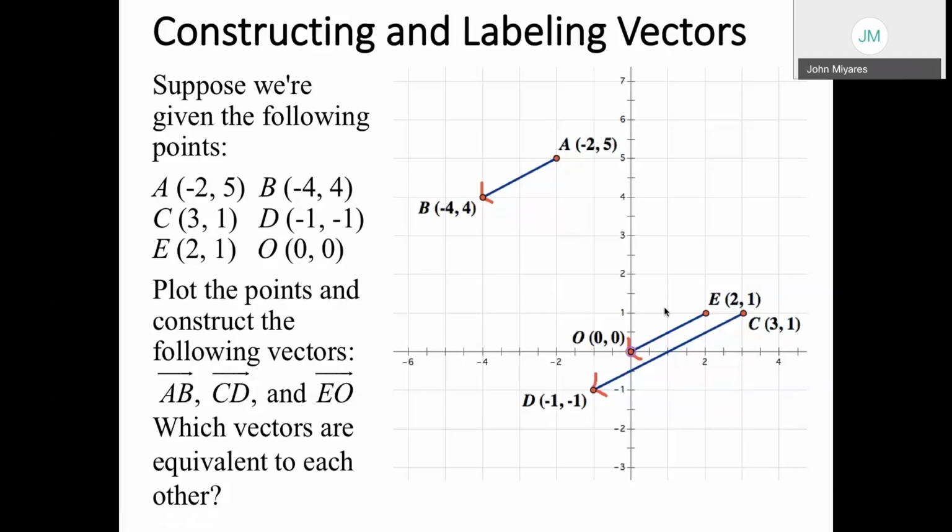Meanwhile, if I look at vector CD, to get from point C to point D, you have to go down 2 and left 4, which will have the same slope as the other 2 vectors, but it will clearly not have the same magnitude.